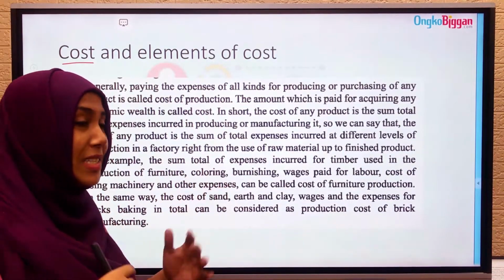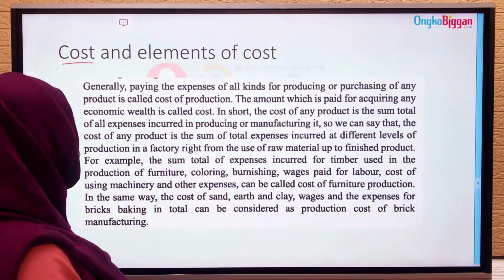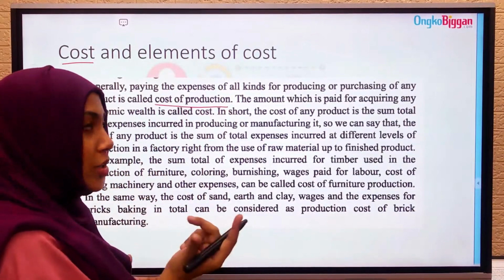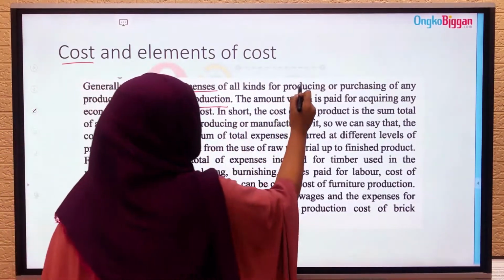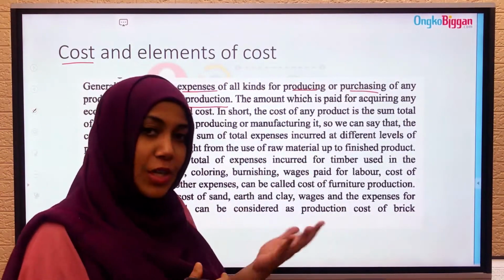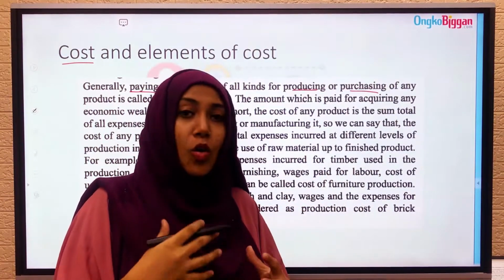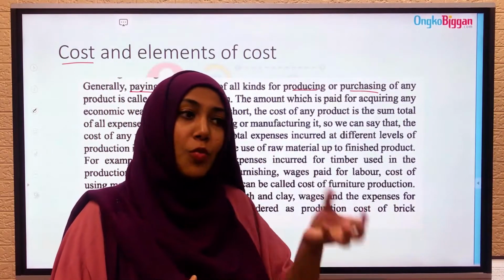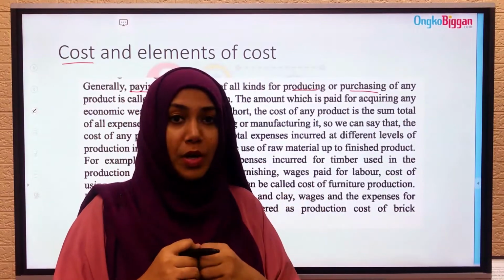So let's move on to what it's saying over here as well. Paying and expenses of all kinds of producing and purchasing of any product is called cost of production. So what is cost of production? Once we are paying expenses of all kinds, at the time of producing the products or purchasing the products, whether we pay while purchasing or spend while producing, all of them are called the cost of production.